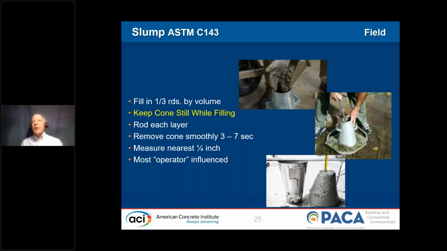So we can't use our slump as our primary control on concrete quality or durability, but it has some uses yet. It is probably the first indicator. I can't say it's a measurement. It's really an indicator of workability, and it's a good measurement yet of consistency from batch to batch. Now, the toughest part about this test is keeping that slump cone completely still while you're filling it up and then moving it smoothly within the specified time. This is the test that is most influenced by the person conducting the test.